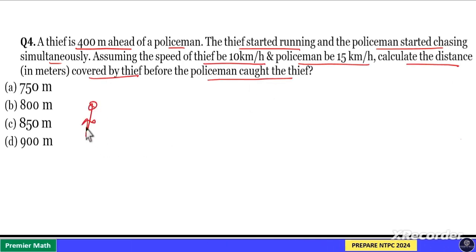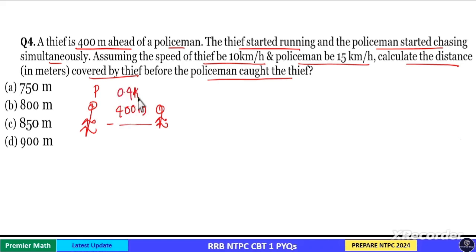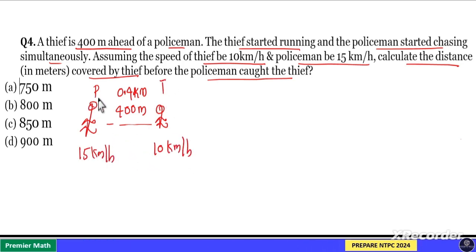Here this is policeman and this is thief. Now there is distance between police and thief which is 400 meter, that is 0.4 kilometer. 1 kilometer is equal to 1000 meter. Speed of police is equal to 15 kilometer per hour and speed of thief is 10 kilometer per hour. When the speed of police is greater than speed of thief, this police can catch this thief at certain time.